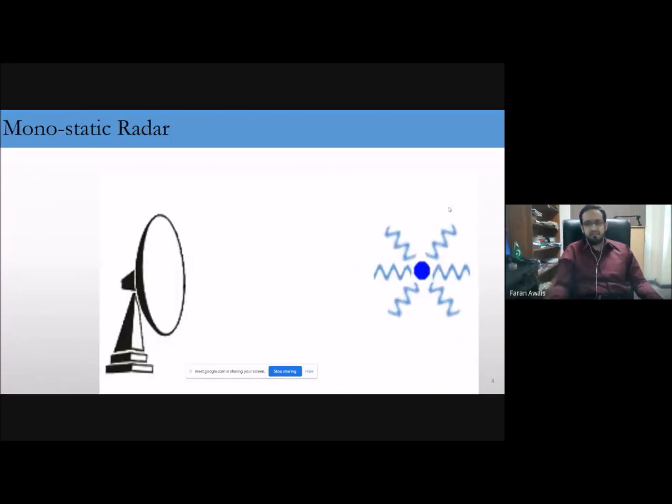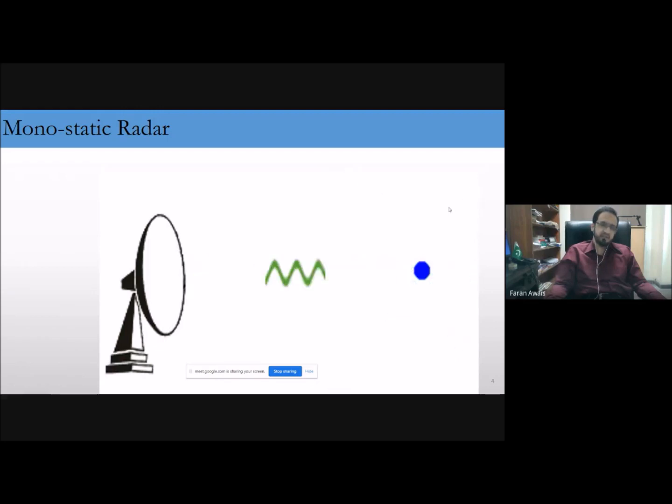Since I want to keep things simple, let me start with the basics of what a radar is. Radar basically works on the principle of listening to an echo of the transmitted signal. You can see a transmitted signal. A monostatic radar means a kind of radar that has only a single antenna. It transmits a signal that strikes a target and comes back, and by that, it figures out not only the range of the target, but also its speed.